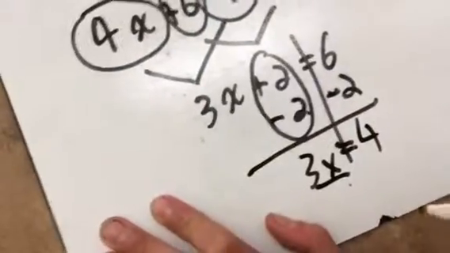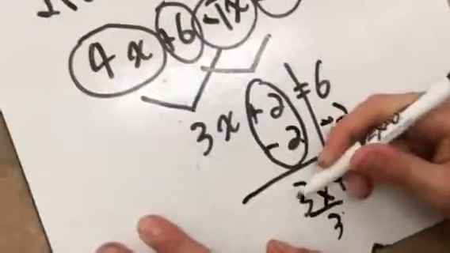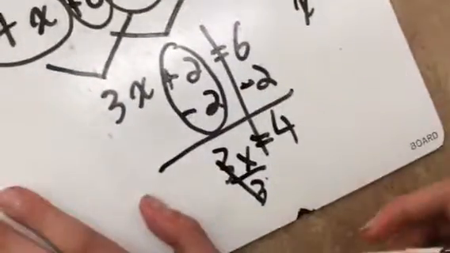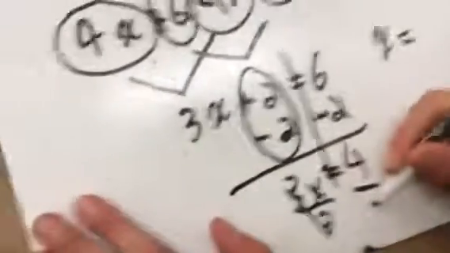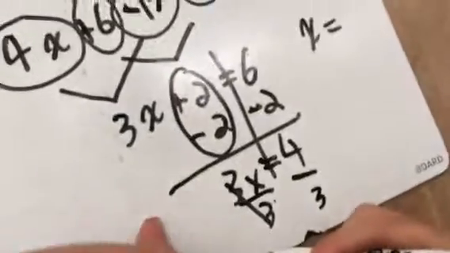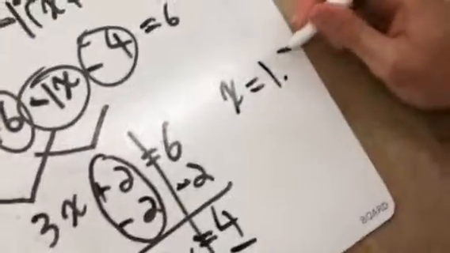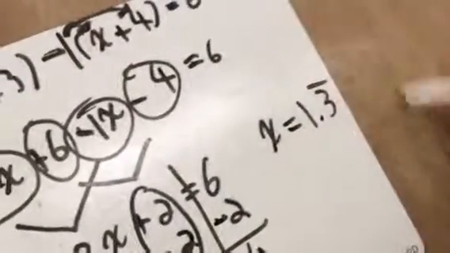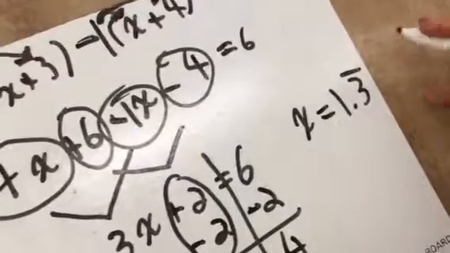And then you'll do the inverse operation to isolate the variable. So you will divide 3x by 3, which isolates the variable, and then 4 divided by 3 gives you 1.333, which repeats forever. So x equals 1.3 with a bar notation.